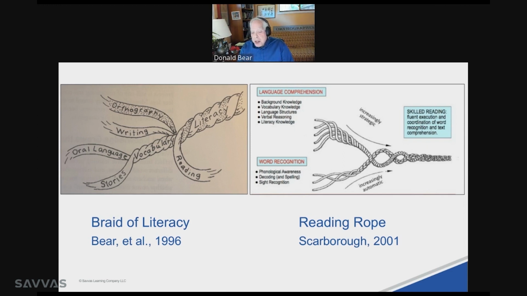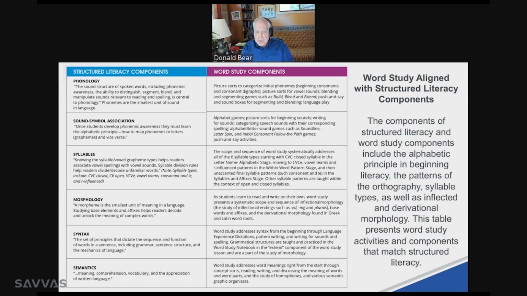We did discuss rope, but then in 2001, and this is where you see a lot of the science of reading people talking, using Scarborough's rope, and you can see how similar it is. Orthography is how words are spelled, how they look, how they mean. And a lot of these categories under language comprehension and word recognition are part of orthography. I'm going to show you that now.